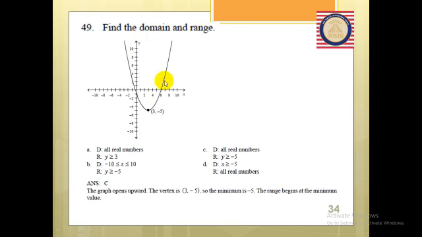We said that the domain is all the real numbers. Remember? We said the domain is what? All real numbers. All the real numbers. Okay?